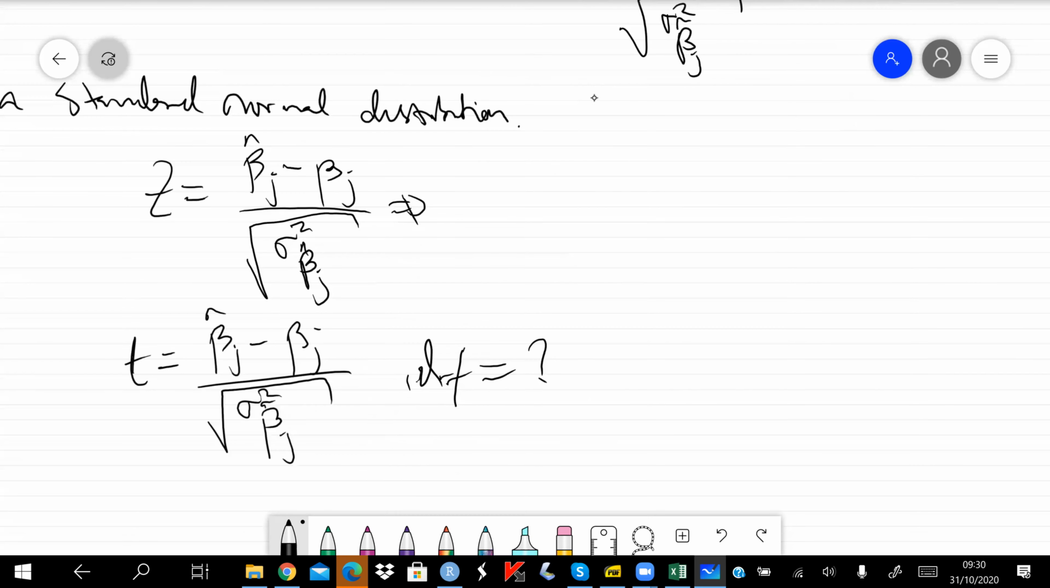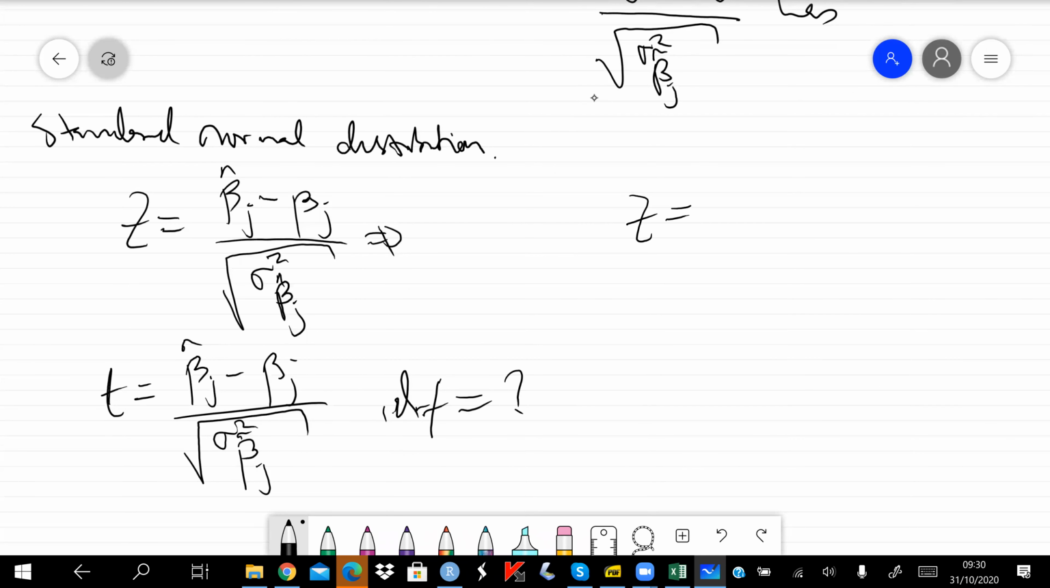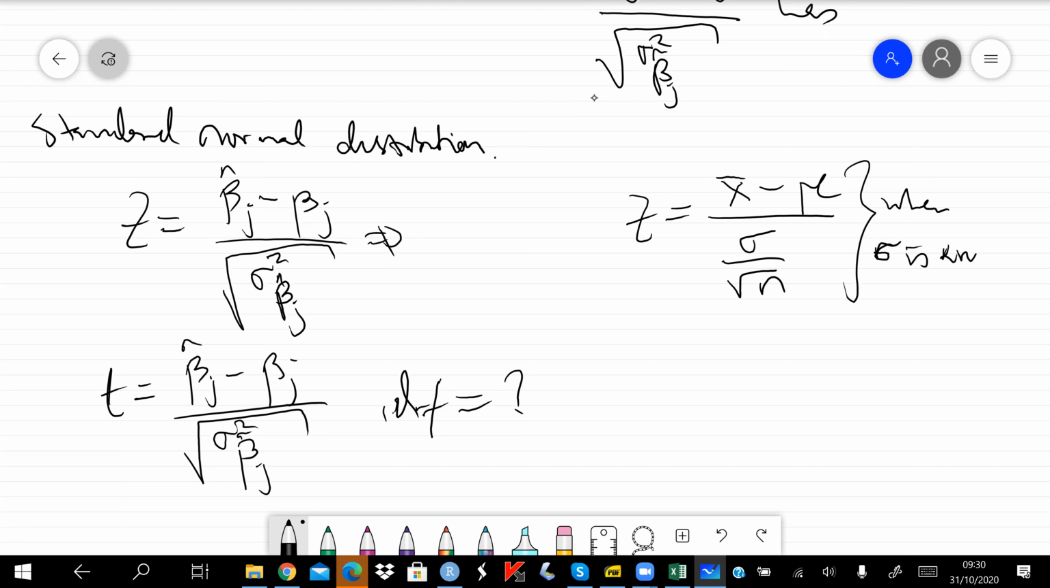And if you remember, in the case of the sample mean, we use z is equal to x bar minus mu over sigma over root n. This is when sigma is known, and if we are sampling from a normal distribution, you use that. But if sigma is not known, you use t, and you define it like this: s over root n. And then you define the degrees of freedom. So we shall be doing the same thing here.